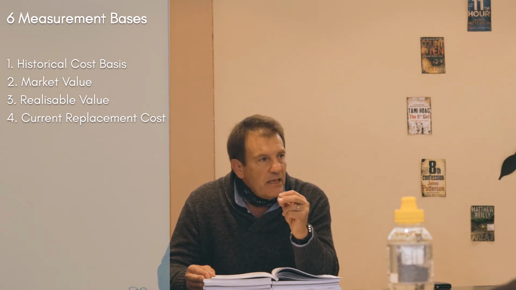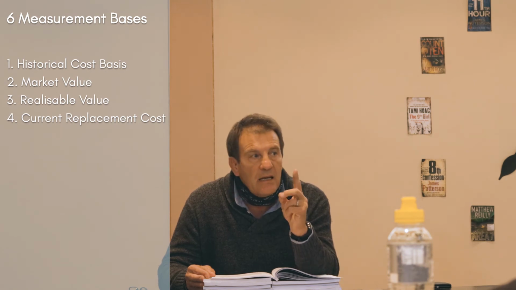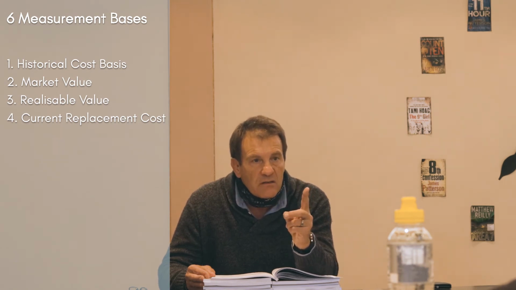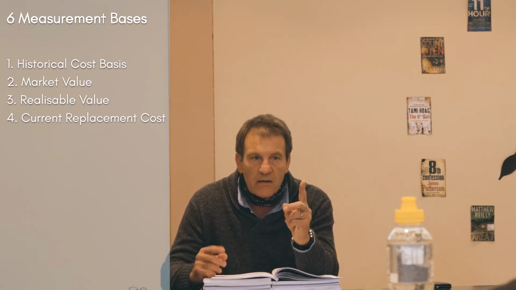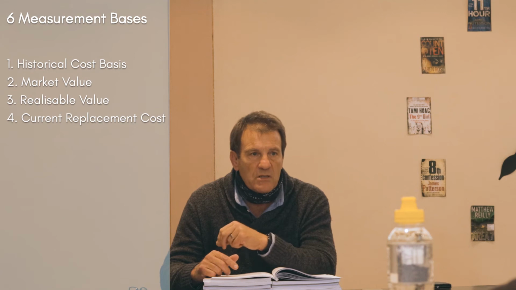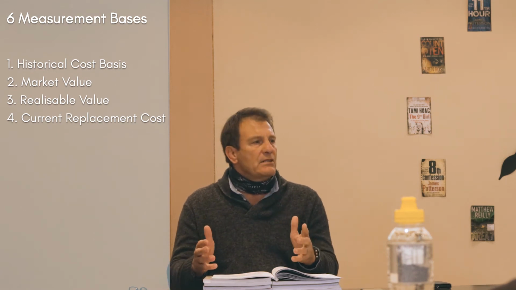Because if you look at inventory in government, then you find that inventory is measured at the lowest of cost and current replacement cost. Not cost and market value, current replacement cost. Why would they do it that way?